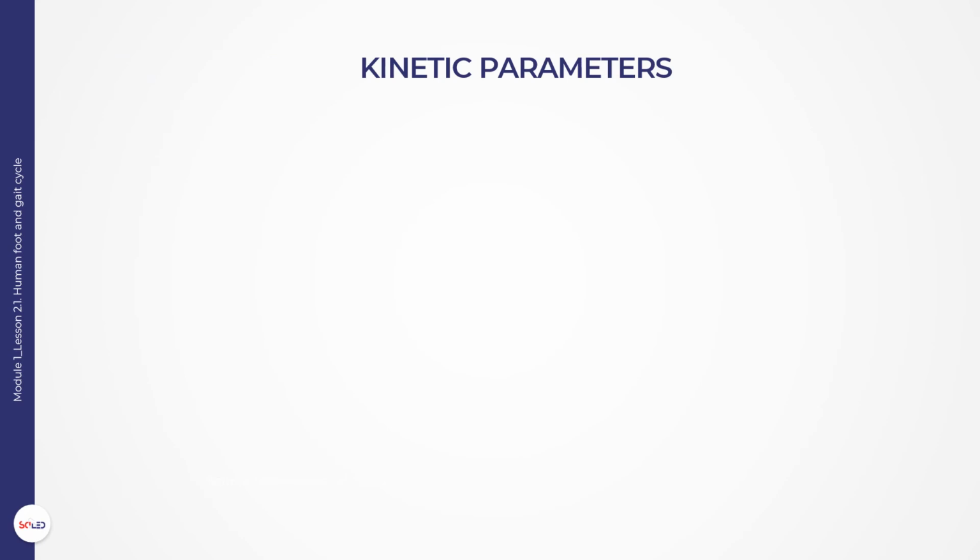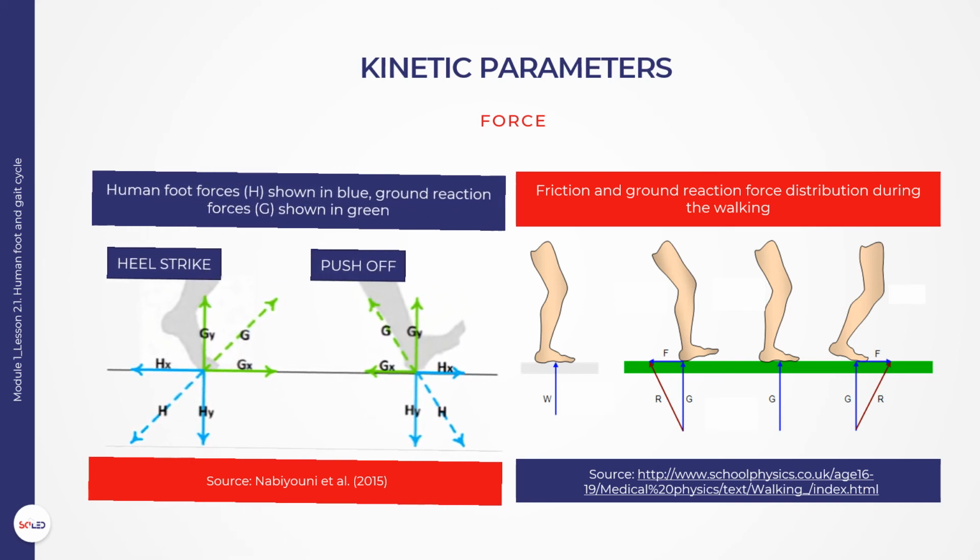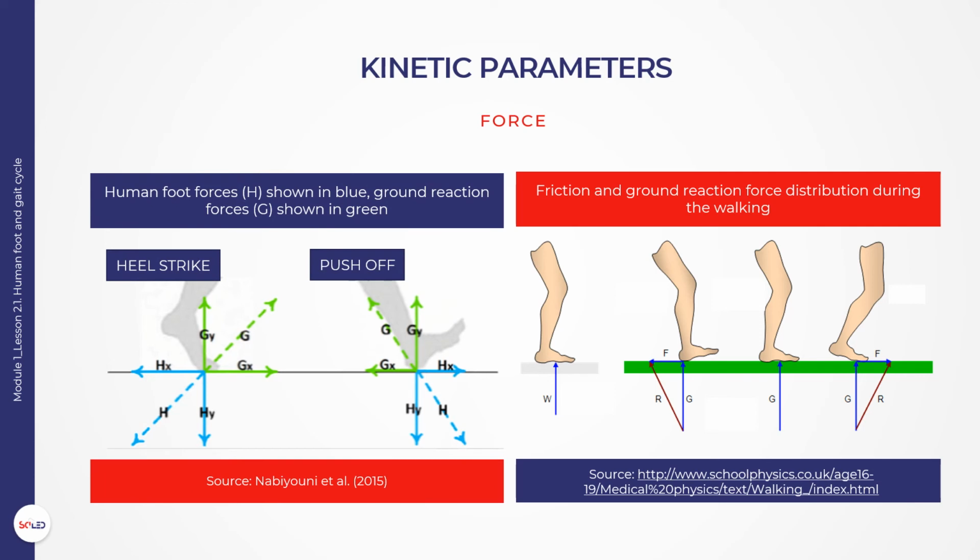Kinetic parameters. The main kinetic parameters which characterize the foot biomechanics during walking are force, pressure and center of pressure. The force, F, is described with the mass, m, of an object and with the acceleration, a, of that object. In short, F equals ma. The most common exterior force applied to the human body during walking is the ground reaction force. This force is a 3-dimensional vector comprising a vertical component and 2 shear components.